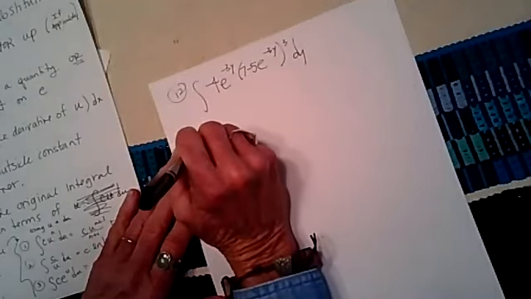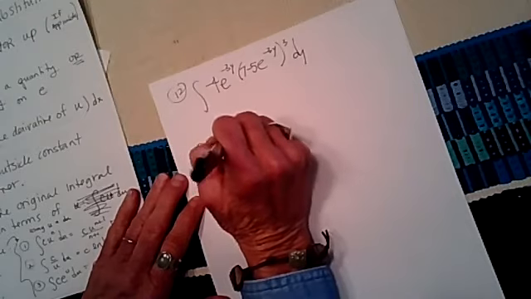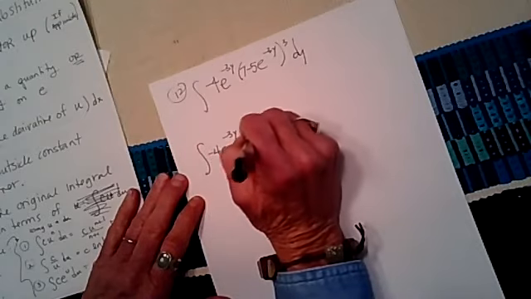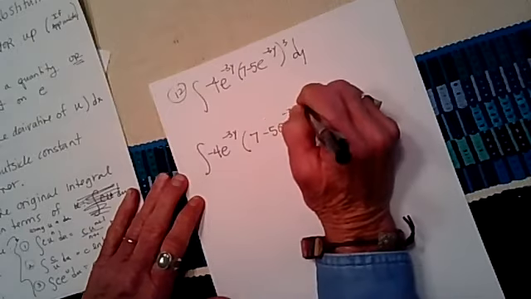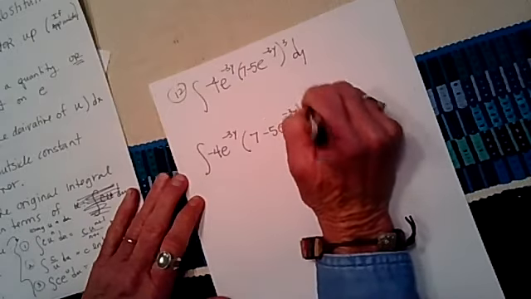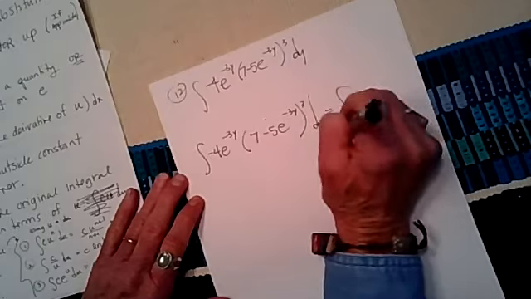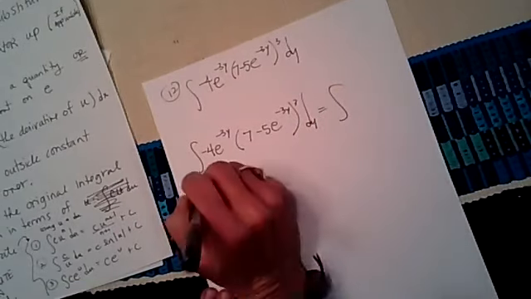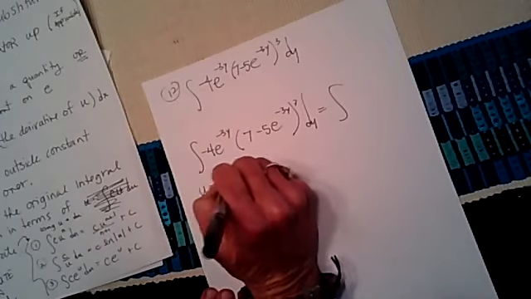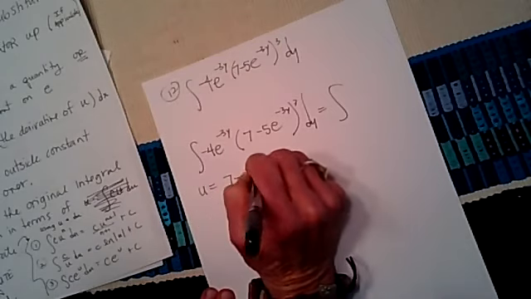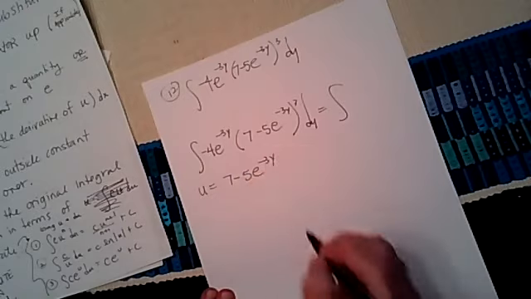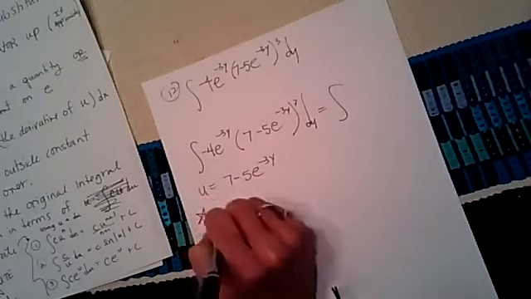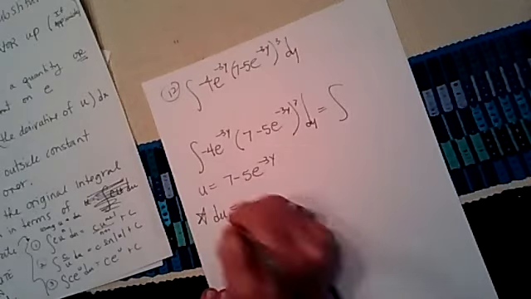So we have, I'm going to rewrite this, -4 e to the -3y times (7 minus 5 e to the -3y) cubed dy. And we're going to rewrite this whole thing in terms of u. Okay, so u is the inside, 7 minus 5 e to the -3y. All right, and this is what people miss, is the derivative of u.